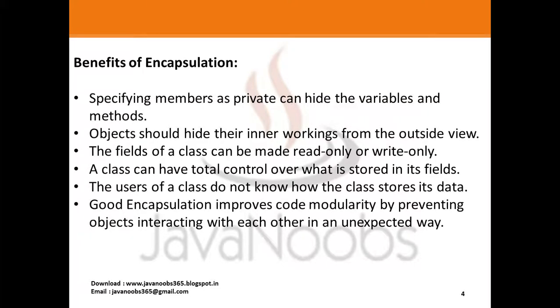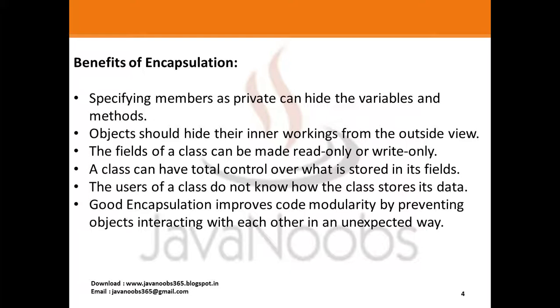Benefits of encapsulation. Specifying members as private can hide the variables and methods. Objects should hide their inner working from the outside view. The field of a class can be made read-only or write-only. A class can have total control over what is stored in its fields. The users of a class do not know how the class stores its data. And good encapsulation improves code modularity by preventing objects interacting with each other in an unexpected way.